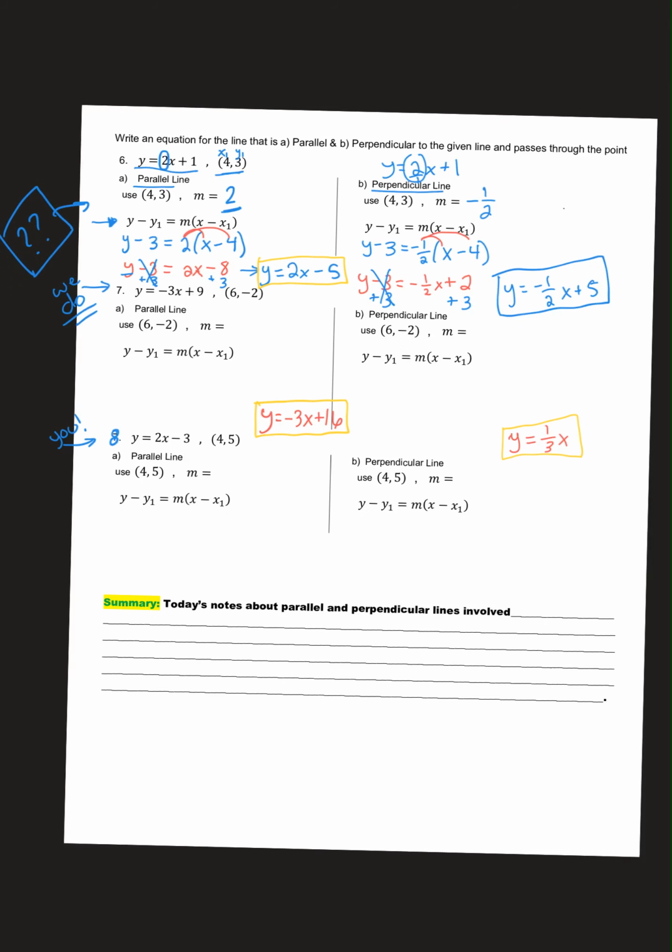Okay, so for the parallel line for number 7, I got y equals negative 3x plus 16, and for the perpendicular line for number 7, I got y equals 1/3 x. If you have plus 0, it's the same thing, okay? Don't freak out if you have plus 0.